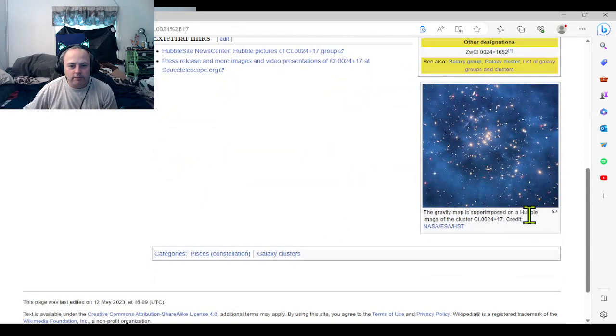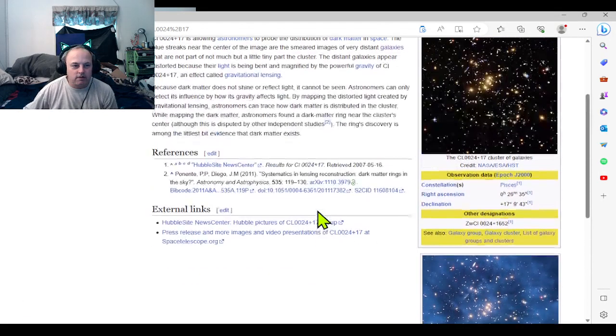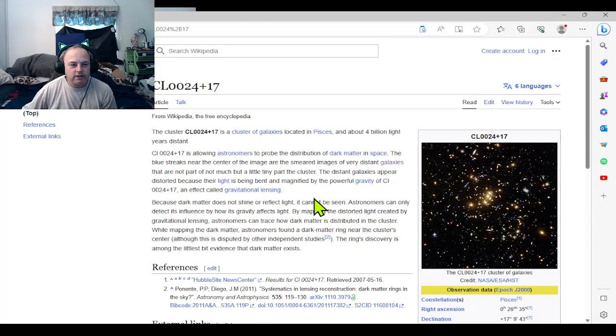This is a gravity map, Hubble image, whatever. So anyway, I think that's... I'm going to have to wrap this up. Okay, I'm kind of done.